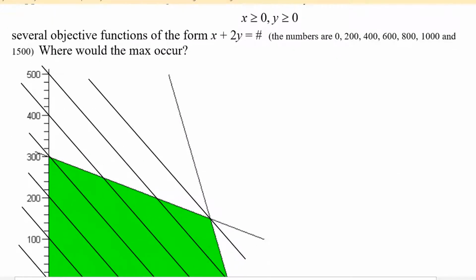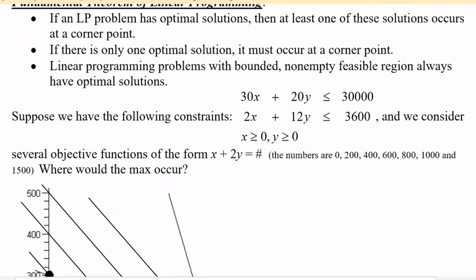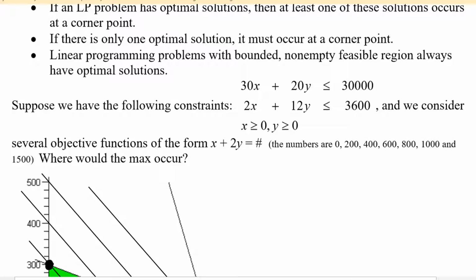So here I have a graph where I've made the feasible region green. And if we look at that, we would see, okay, where are the corners? Well, one would be right here, one would be right here, and then there, and there. So this particular set would have 4 corner points. And that first bullet point says, if there's an optimal solution, it has to occur at a corner point. There might be more than one optimal solution, but if there is one, it has to be at a corner point. It might happen at more than one.